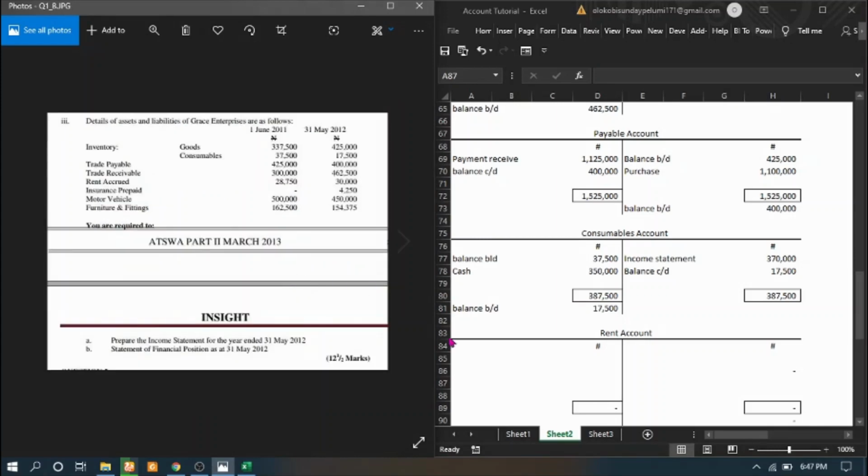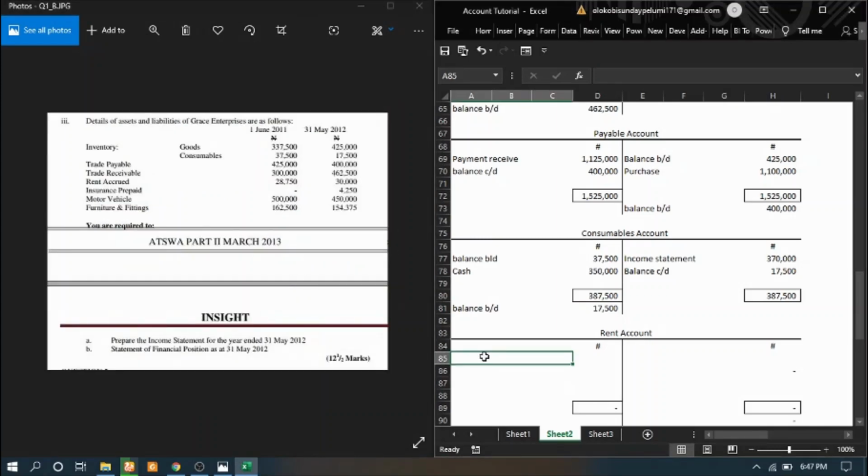All we just need to do now is open an account for rent to know the amount that will be charged as rent to the income statement. Since it's an accrued amount, it's still owing, so it's a liability. You take the balance brought down to the credit side, not the debit side. So we have the accrued amount, the opening balance, 28,750.